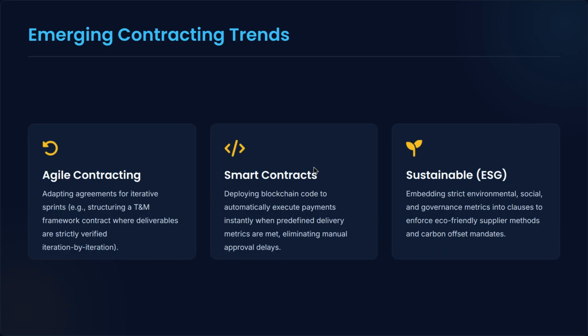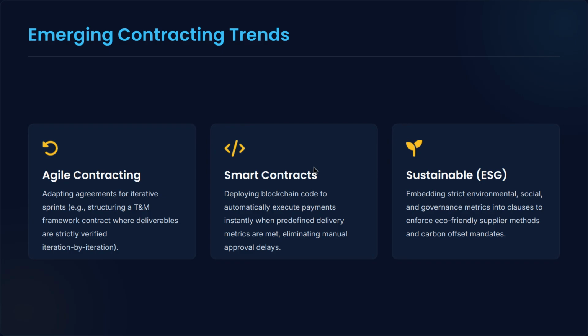Now let's look forward. The world of procurement is evolving rapidly, driven by AI, automation, and global change. First, we are seeing agile contracting take off. Instead of massive multi-year contracts, agreements are broken down into incremental micro sprints with quality check-ins, allowing teams to deliver value rapidly without massive legal renegotiations.